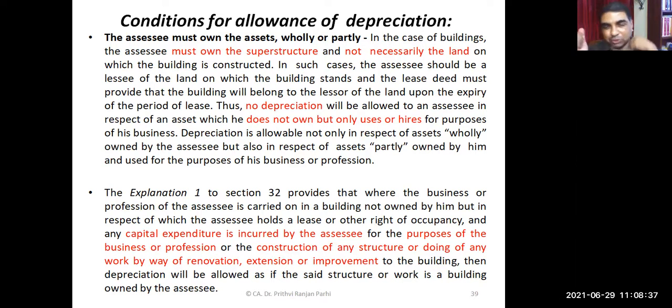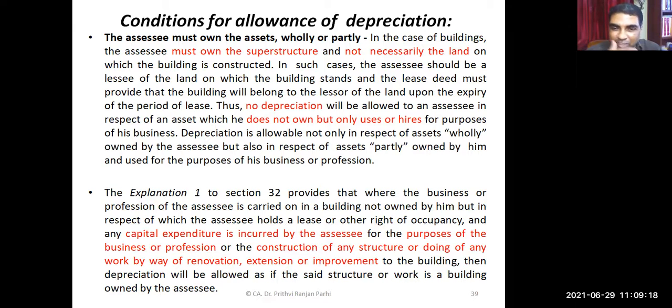And in some situations, depreciation is allowed on a hired building. In which situation? Let us say the assessee has incurred some capital expenditure on the hired building. That capital expenditure can be capitalized and depreciation can be claimed on that. Right? Let us say the assessee has taken a building on rent, or has taken a floor on rent. On that, it has constructed something, a room by creating partitions and all. Then on those constructions, the assessee can claim depreciation.